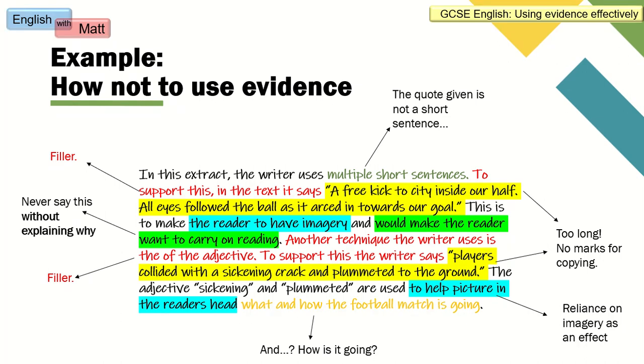The second quote is a bit better in the sense that it's still a bit too long, so the student could do with shortening it to between 1 to 5 words again. But what's probably most impressive, for me at least, about this answer is the way in which they zoom into the adjective sickening and the verb plummeted, which is an example of some better approaches to language. The problem is that it's quickly let down by this kind of throwaway point at the end, which is about imagery again. So they're falling back on imagery as an effect, but they're not saying what imagery.